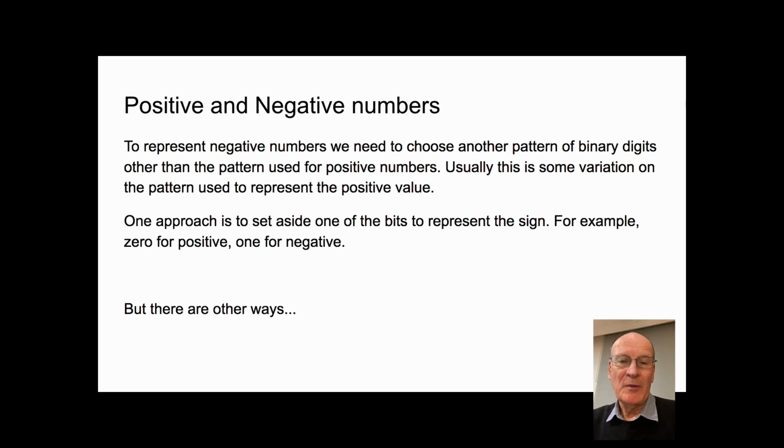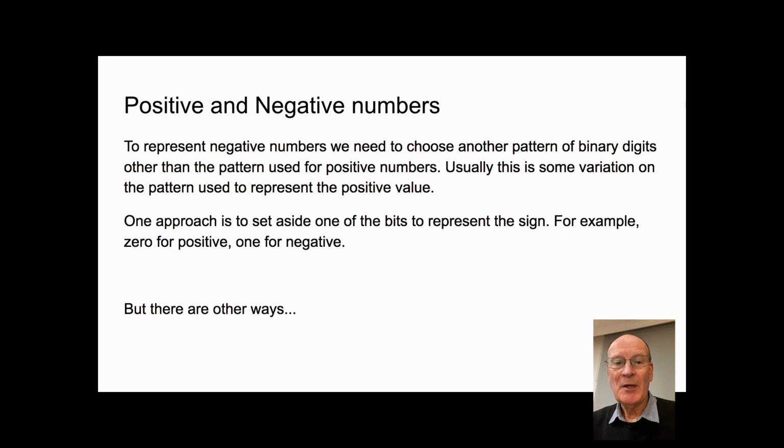So, the next thing we have to worry about is positive and negative numbers. I've only talked about positive numbers so far, but how do we represent negative numbers in this system? Well, we have to choose some aspect of the binary pattern to indicate that it's negative. Now, we don't have a plus and a minus symbol inside the computer. We've only got ones and zeros. So somehow we have to indicate that it's a minus with a binary pattern or a plus. So usually this is done by some variation on the pattern that's used to represent the positive value.